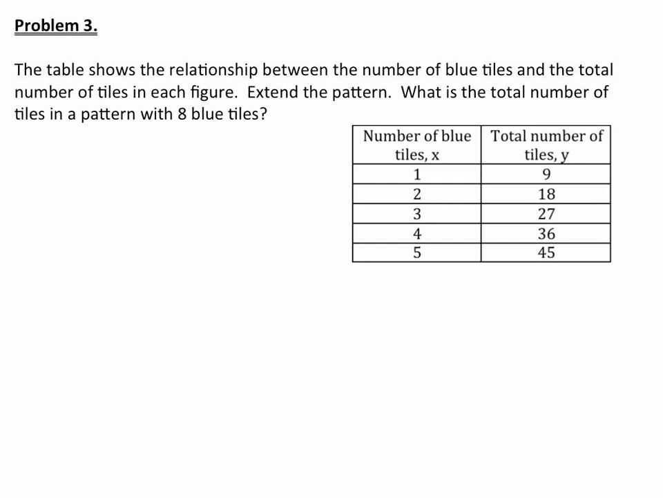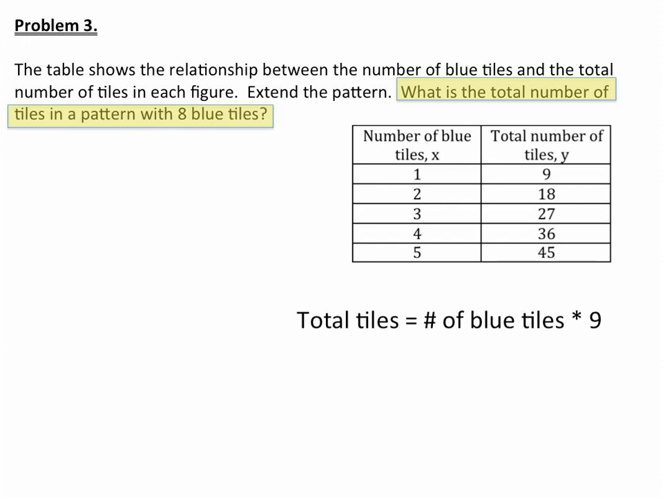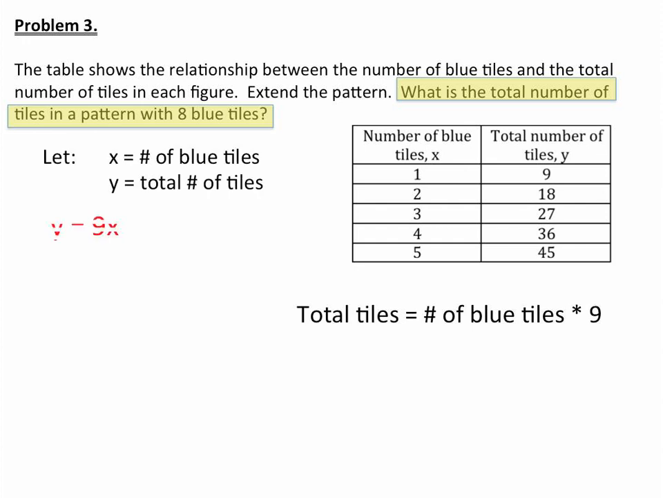Okay, so this is the same problem. We're just going to go answer the question. So it says, what is the total number of tiles in a pattern with 8 blue tiles? Well, we could extend the table, or we could use our rule. So our rule was the total tiles equals the number of blues times 9. So again, we let x be the number of blues. We let y be the total. So y equals 9x. And we know that x, the number of blue tiles, is supposed to be 8. Pattern with 8 blue tiles. So I just let that be 8. And you can see that y is 72.